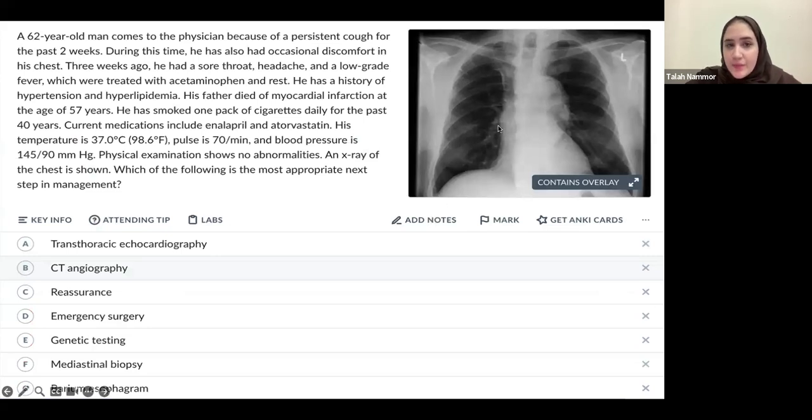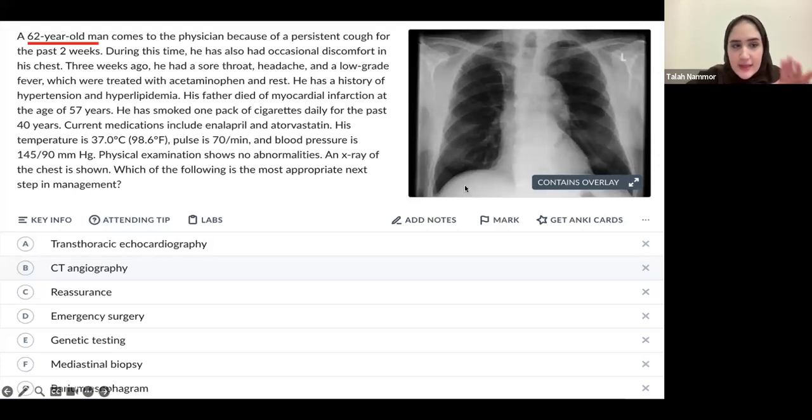So basically, a 62-year-old man has a persistent cough for the past 2 weeks. He has discomfort in his chest. He has a sore throat, headache, and low-grade fever, which is treated with acetaminophen and rest. His father died of a myocardial infarction. He has hypertension and hyperlipidemia. He smoked 1 pack of cigarettes daily. He's taking enalapril and atorvastatin. His temperature is 37 degrees, pulse is 70, blood pressure is 145 over 90, so we have increased blood pressure. And this is the x-ray that we see.